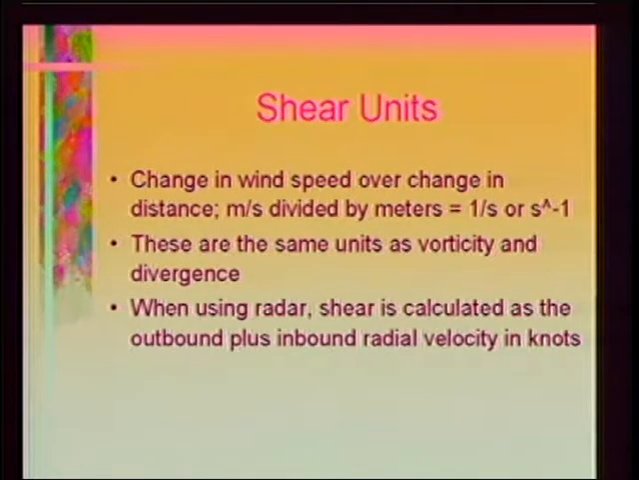I put this last point in here because when shear is being referred to on radar, there's a different type of interpretation to that. So when using a radar, shear is calculated as the outbound plus inbound radial velocity in knots. So you've probably heard the term gate-to-gate shear several times. That would be 2 pixels next to each other, where one has outbound and one has inbound. If they both had 30 knot wind, 30 knot outbound next to 30 knot inbound, then there would be 60 knots of shear, because you're adding the outbound plus the inbound.